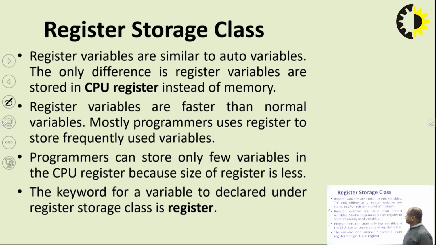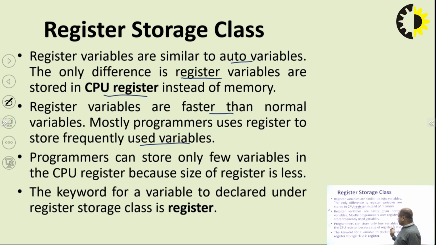So register variables are similar to the auto variables. The only difference is that register variables are used in the CPU registers, and automatic storage class stores in the RAM. Register variables are faster than normal variables, meaning auto variables. Mostly programmers use register to store frequently used variables, because CPU registers are near to the CPU, so they are faster and they are used for faster processing.